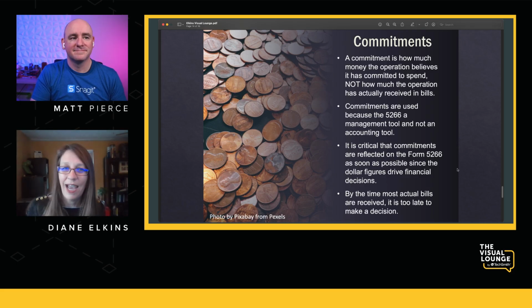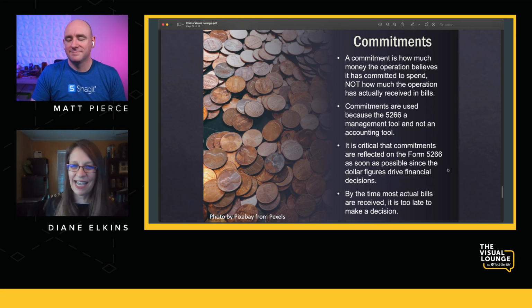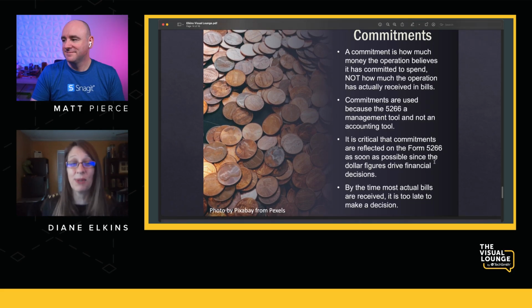And what I realized is that this is not a slide about money. This is a slide about time. They were putting the expenses on the wrong day. So coins are not even the right decoration.